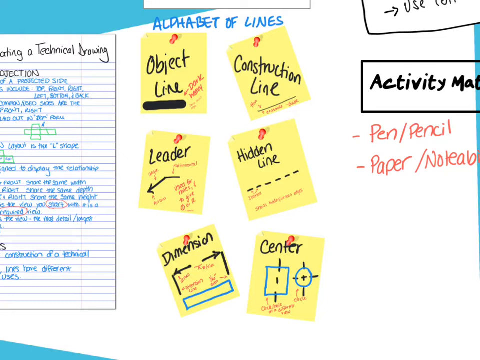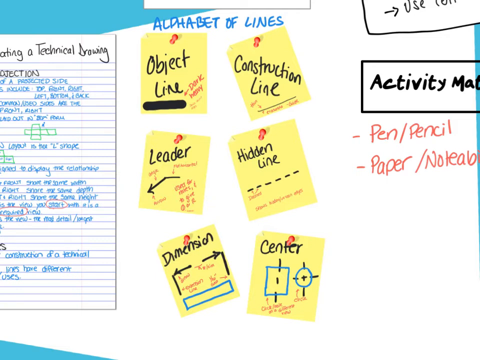We also started talking about the alphabet of lines, which are used within technical drawing, and how they create the language, which helps us interpret what these drawings mean. So each line has a specific meaning or use. Just a reminder, your object line is the heavy dark line that creates the object itself. The construction line is a very thin line that's used to be erased. It is your guide for helping you make your drawings.